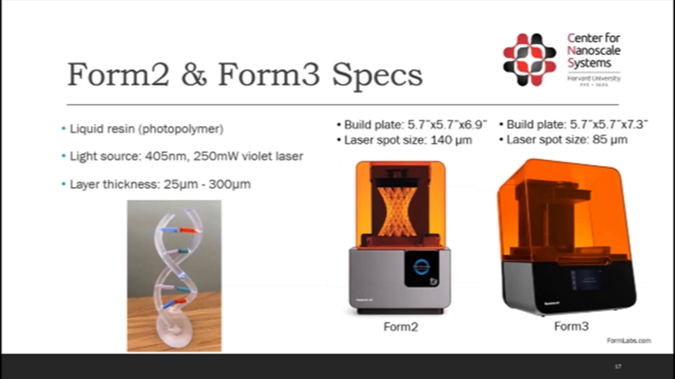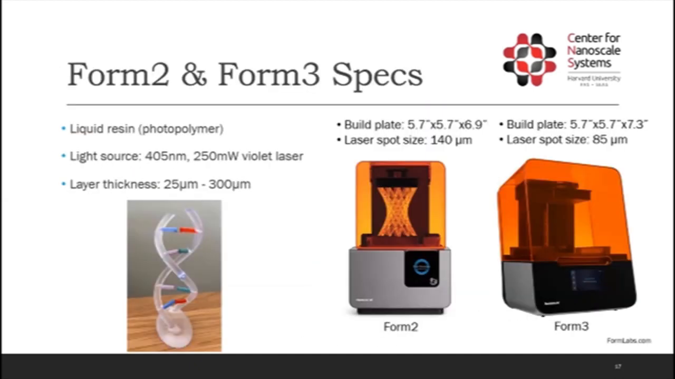For the build plates, really the only difference I would say that will matter when you're printing with the Form 3 will be the height of the printer. With the Form 3, you can get 0.4 inches taller prints, and that might be very beneficial for some people. The laser spot size is 140 microns for the Form 2 and 85 microns for the Form 3.